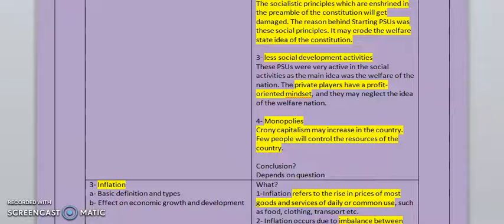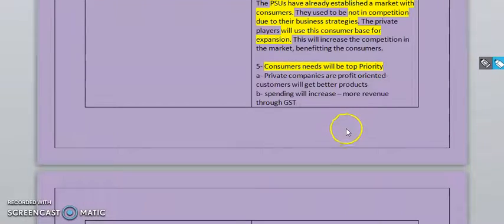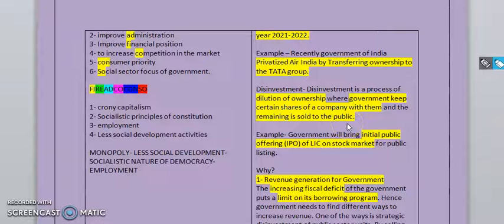So the conclusion depends on the question, on how the examiner frames the question. So it depends on the question actually. I cannot give you a conclusion right now because it will depend on the question.